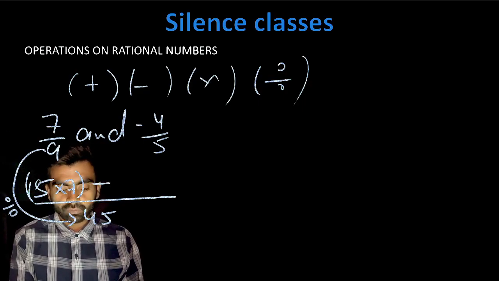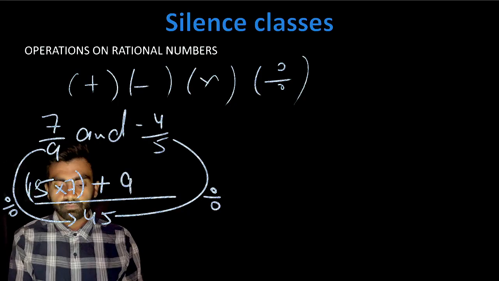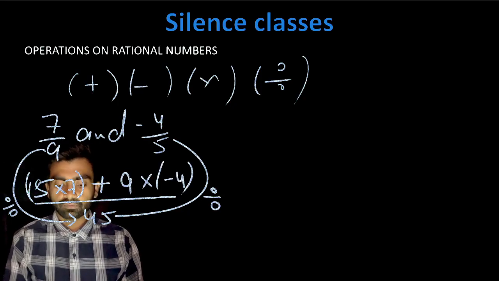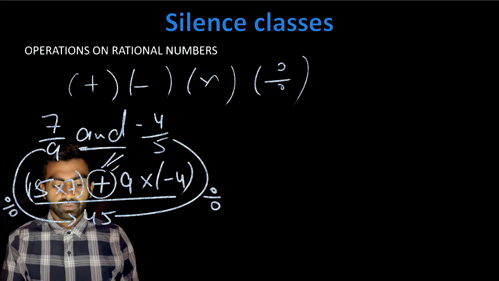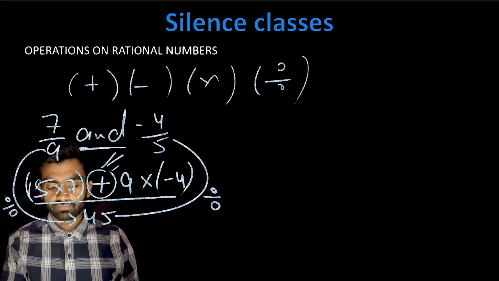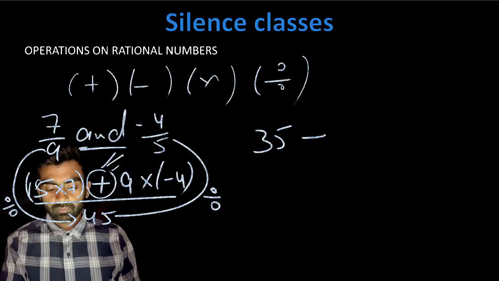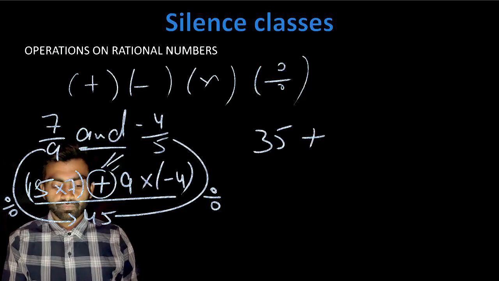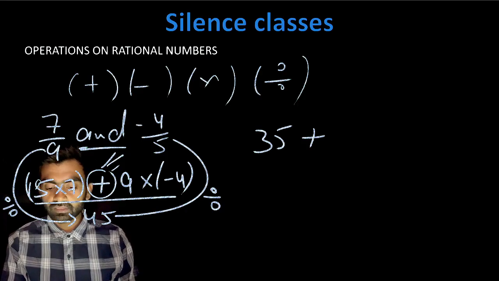Add, we have to write it down. Add means plus sign. 5 nines are 45, we divide by 9, and we get 5. Then multiplied by minus 4. So 7 fives are 35, plus, if I multiply 9 by minus 4, 4 nines are 36, and plus minus will become minus.